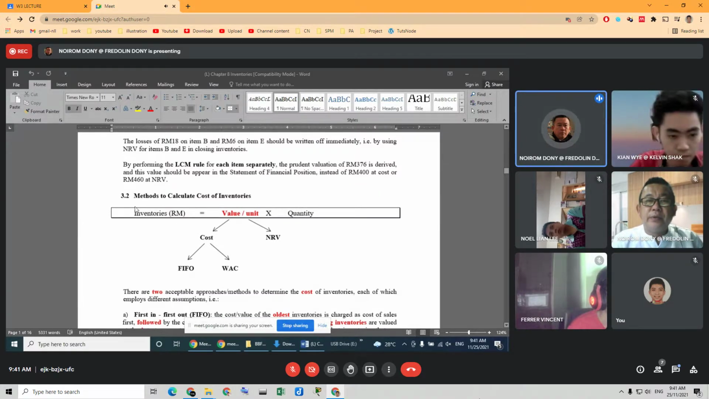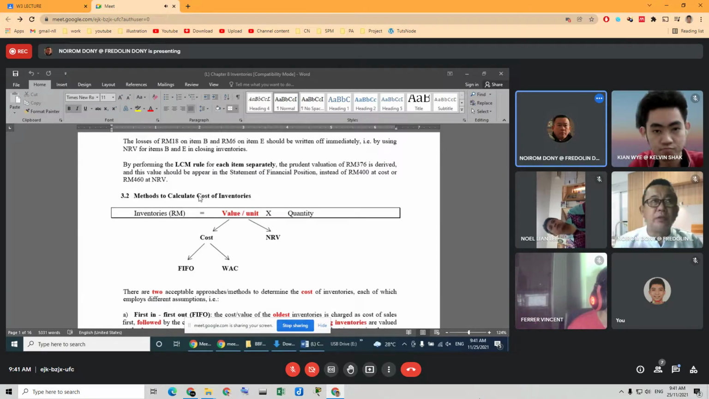Now, method to calculate costs. Because you see we are talking about costs here, costs, not NRV. So when we value the inventory, also the cost, you have a certain method to follow. That is first in, first out, FIFO, and then WAC, weighted average cost.